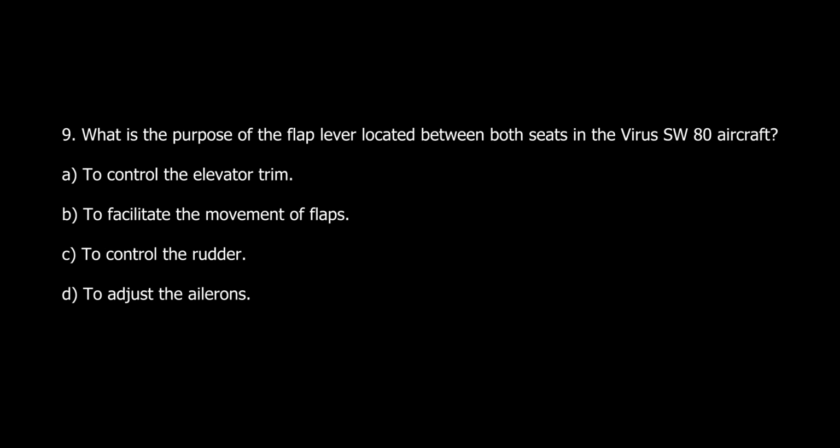Question number 9. What is the purpose of the flap lever located between both seats in the Virus SW-80 aircraft? A. To control the elevator trim. B. To facilitate the movement of flaps. C. To control the rudder. D. To adjust the ailerons.